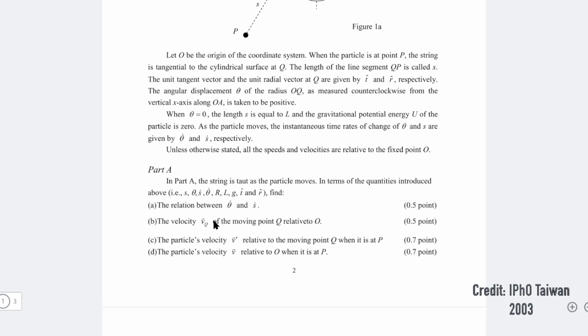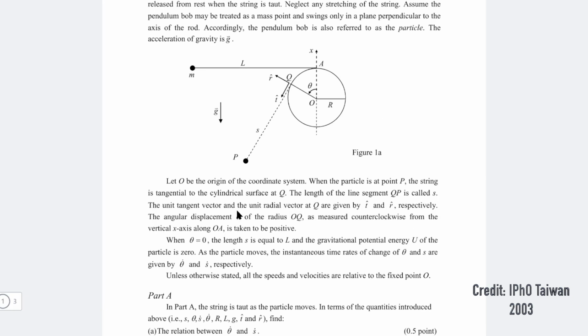Part A, so the string is taut, and in terms of the quantities introduced, find the relationship between theta dot and s dot. As we have just learned, theta dot is essentially our angular velocity. Now let's look back at this diagram. The trick is to realize that the length L is actually going to be a constant. Now as this thing is actually moving, we can say that the distance PQ, which is given as S, plus how much this thing has moved has to add up to L.